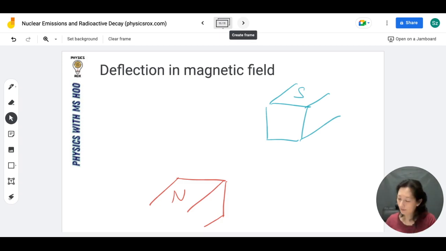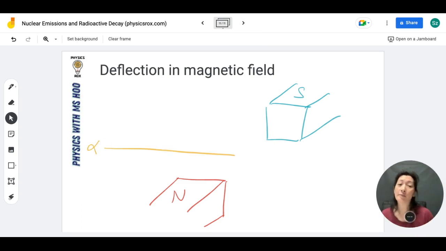So now let's use yellow to represent alpha. So alpha, when it hits the magnetic field, in order to determine the direction of deflection of alpha, you need to use Fleming's left-hand rule. Now, if you can't remember how to use Fleming's left-hand rule, please watch my video on Fleming's left-hand rule. All right, so let's use our left hand. For Fleming's left-hand rule, remember, this is force, this is magnet, this is current.